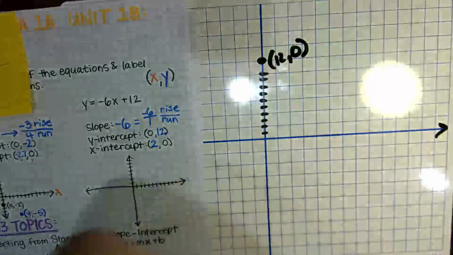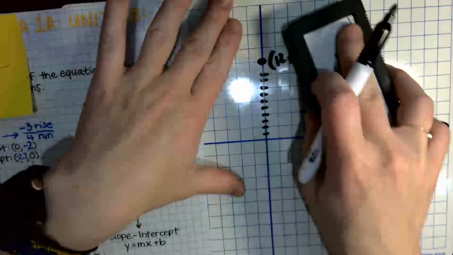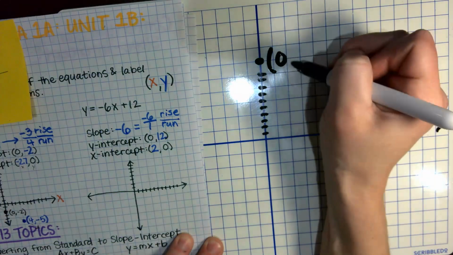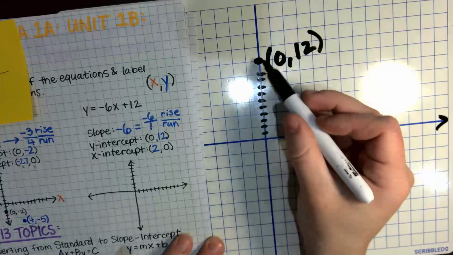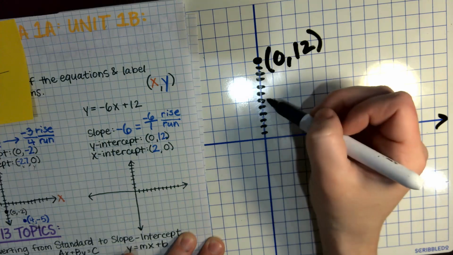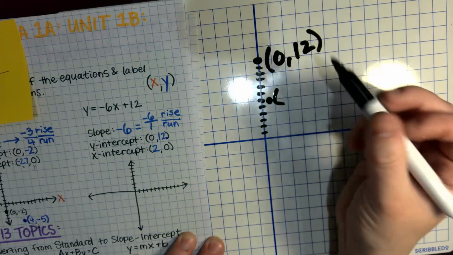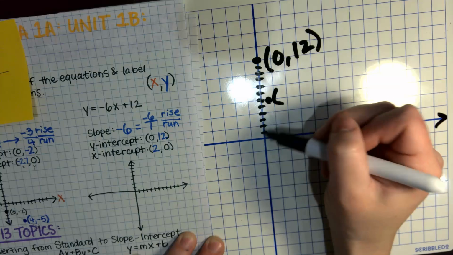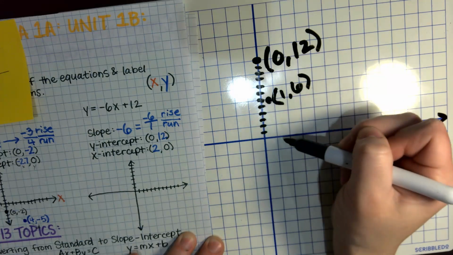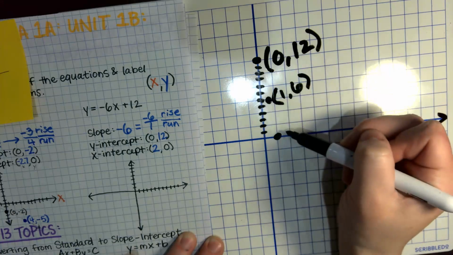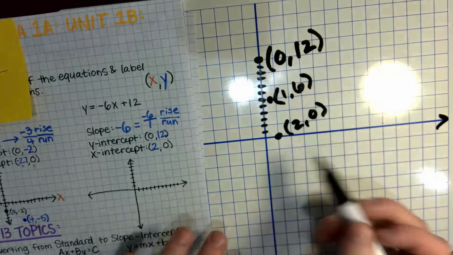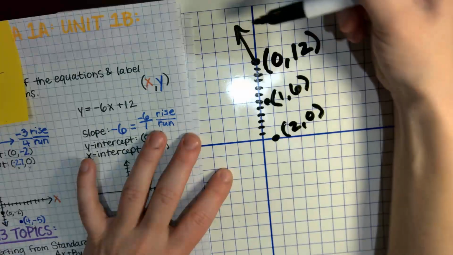Guys, I'm sorry. I'm trying to do too many things at once. I know, I'm always telling y'all to slow down. I need to slow down. 0, 12 is that point. And then the other point that we found, we went down 6 over 1. This point was, let's see, our x value is 1, our y value is 6. And then we also found that x-intercept, and that was 2, 0. And then our line went through.